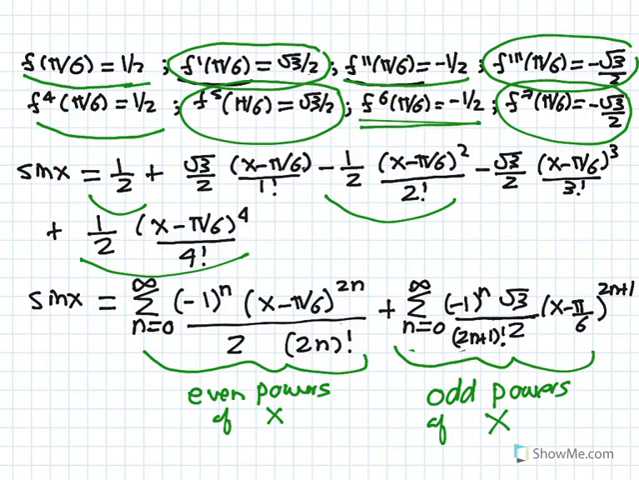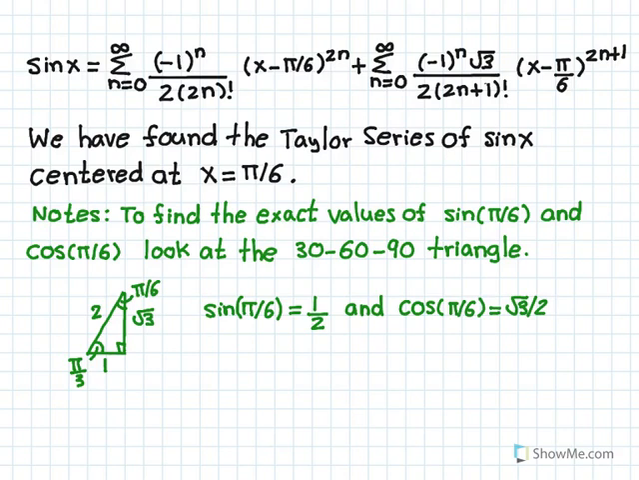All right, so we've written sine x as the summation n equals 0 to infinity of minus 1 to the power of n times x minus pi over 6 to the power of 2n divided by 2 times 2n factorial. That's all the even powers of x minus pi over 6. And the odd powers of x minus pi over 6, we've written as the summation n equals 0 to infinity of minus 1 to the power of n times root 3 divided by 2 times 2n plus 1 factorial times x minus pi over 6 to the power of 2n plus 1. So we have found a Taylor series of sine x centered at x equals pi over 6.